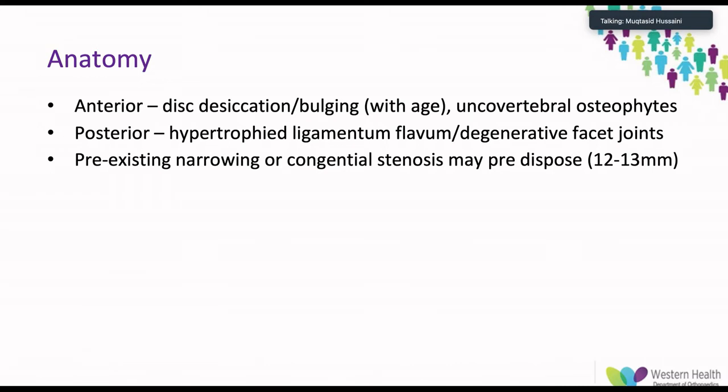So these structures are all relevant because they relate to the sites of compression of the spinal cord. Anteriorly, with age, we get disc desiccation and bulging and uncovertebral osteophytes. Posteriorly, you get your hypertrophied ligamentum flavum and degenerative facet joints, all of which can contribute to compression of the spinal cord. It's important to note that pre-existing narrowing or congenital stenosis may predispose to myelopathy. So we're talking about a spinal canal approximately 12 to 13 millimeters.